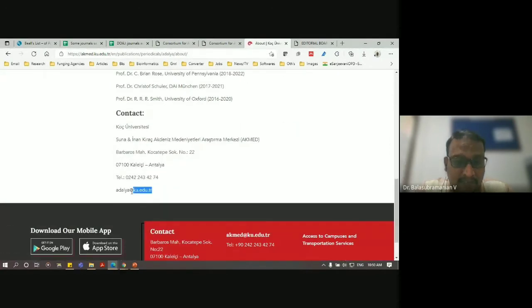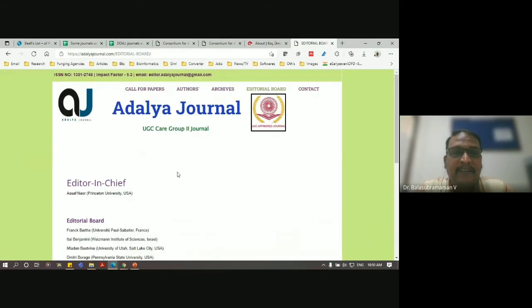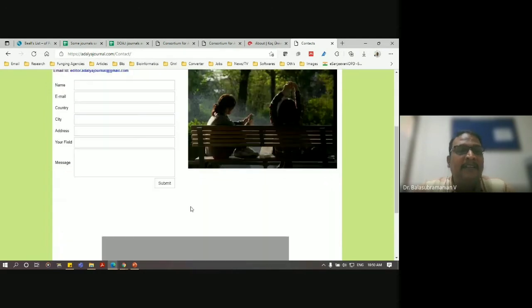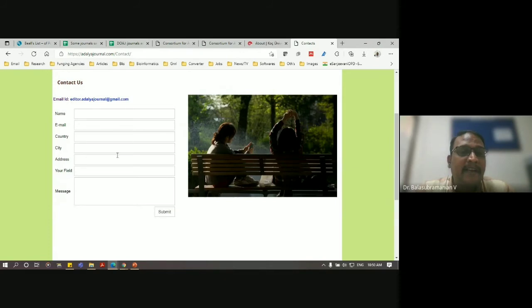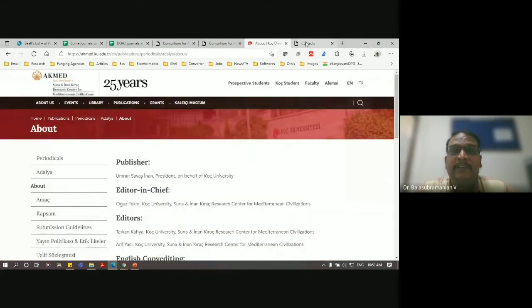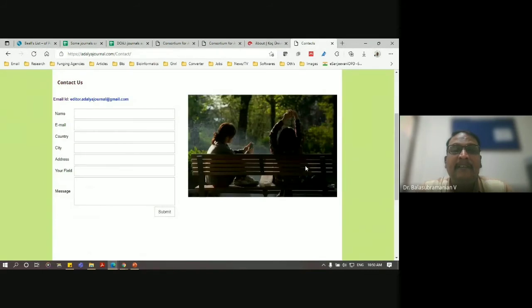On the website you have seen here, this is the email ID. If it is a Gmail, the editorial board here has no contact details. If you go for contact details, you can see the editor, adalyajournal@gmail.com. You can see here, but they have mentioned a 5.3 impact factor. Here, there are no contact details and email ID that can reach them. There is no peer review. These kinds of images should not be kept in a standard journal. You can see here the journal standard. When you see the fake cloned one, they are keeping images like this.